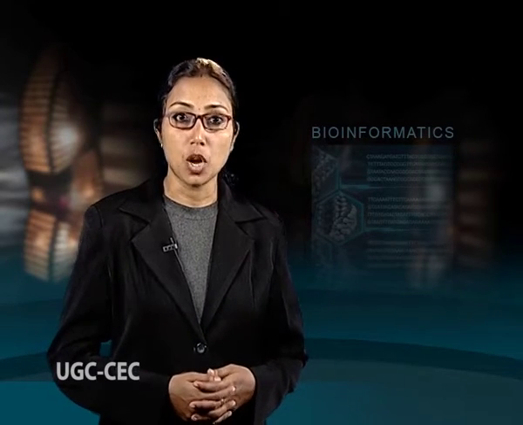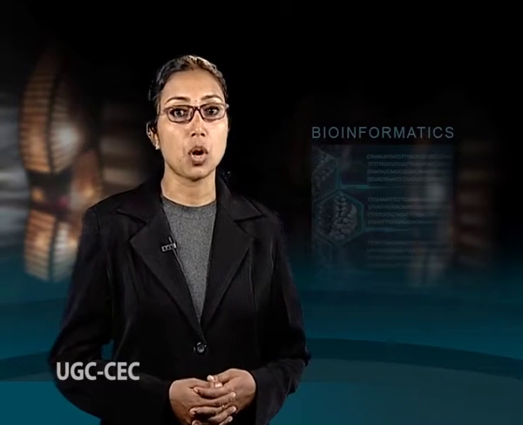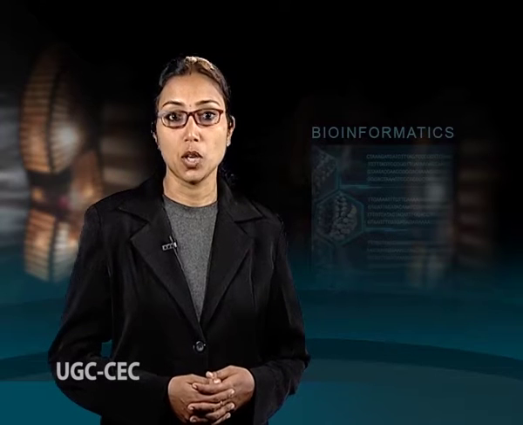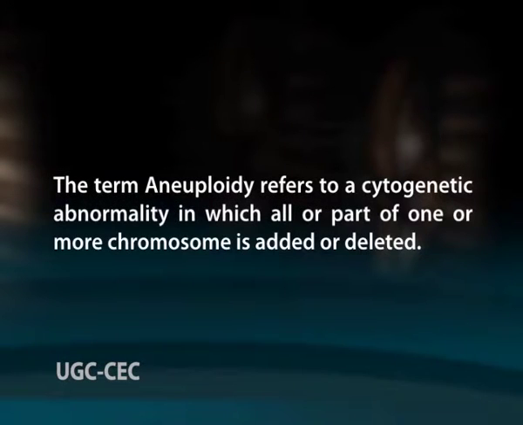Numerical aberrations. Chromosomal mutations include changes in the number of the chromosomes. Variation in chromosome number can be classified into two basic types: changes in the number of individual chromosomes, that is aneuploidy, and changes in the number of chromosome sets, that is polyploidy. The term aneuploidy refers to a cytogenetic abnormality in which all or part of one or more chromosomes is added or deleted. It can arise in several ways.